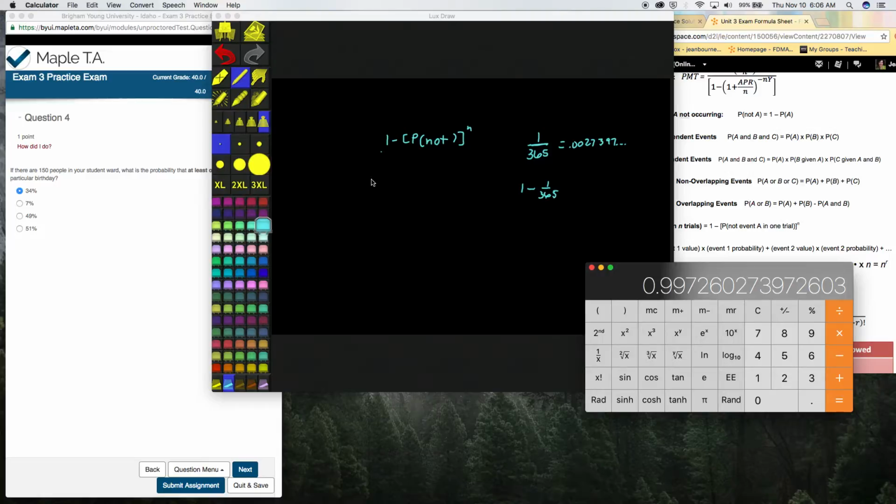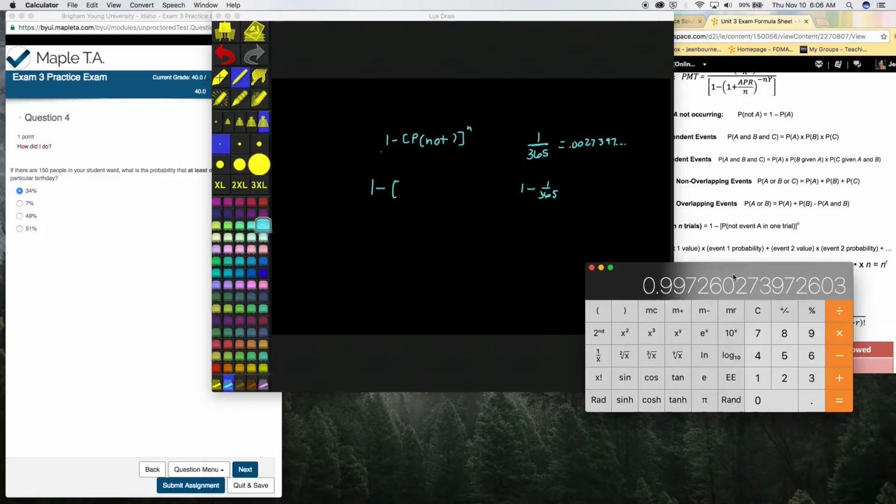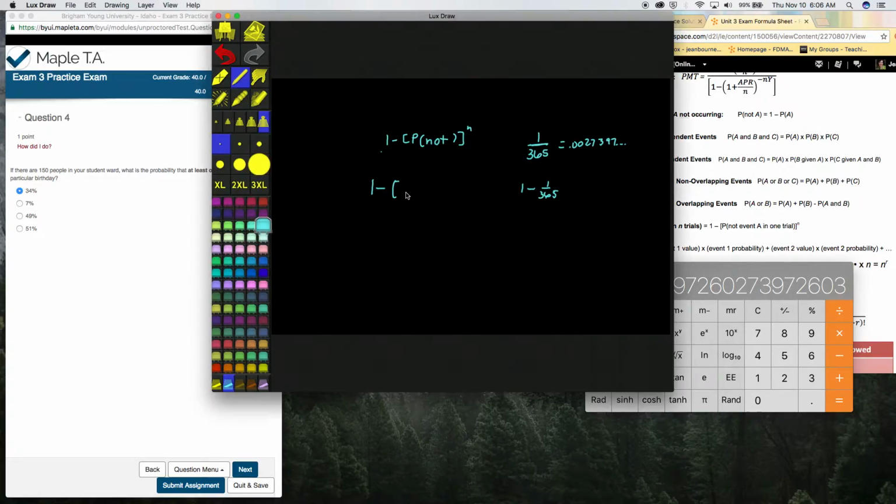So my probability of them not having my same birthday, and I'm going to put this in this formula now, is 0.99726 something, okay? That's the probability of them not having my birthday. And then I have to raise it to the power of n. N is the number of chances I have of getting this. So in this case, there are 150 people that I get to choose from. Okay, 150 people is my n.